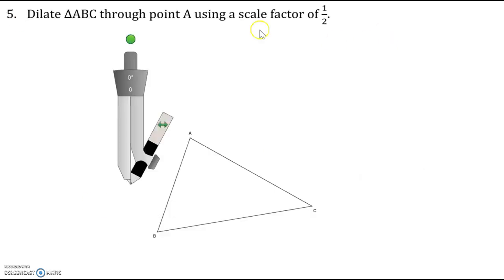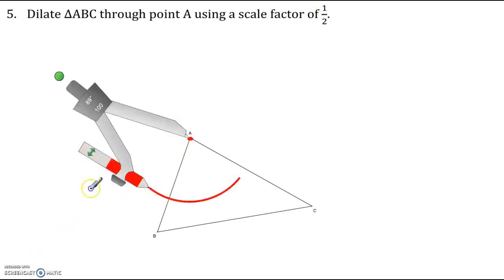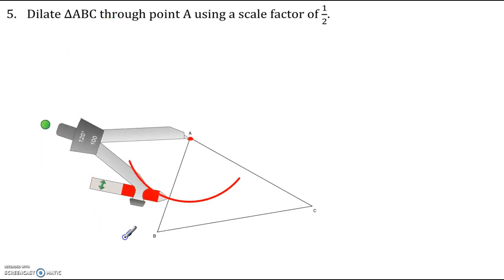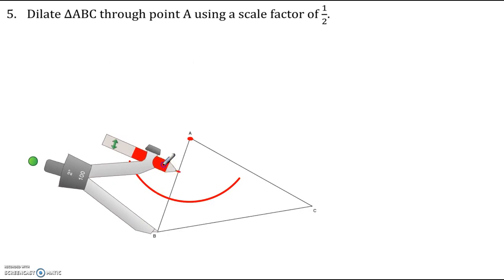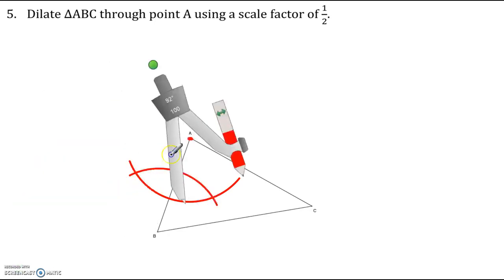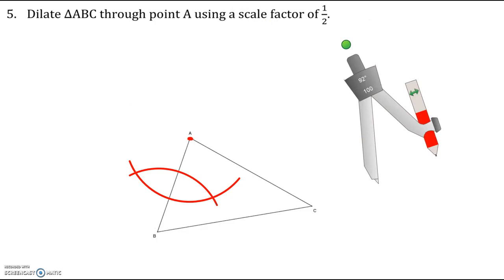On to number 5. We're going to do the same kind of thing. We're dilating from point A, so point A is going to remain fixed, and the scale factor will be 1/2. So again, we're going to create a perpendicular bisector. We go more than halfway between A and B, and more than halfway again back the other way. And then this perpendicular bisector will intersect that line, and that will be point B prime, because remember, point A is remaining fixed.